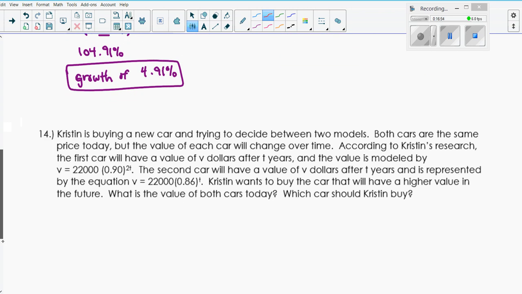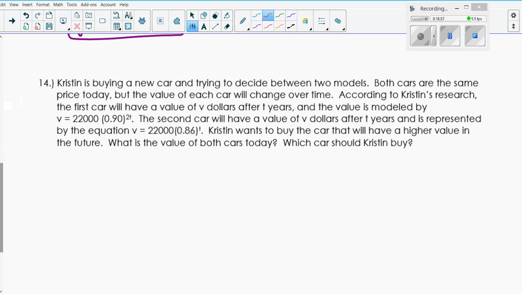Alright, last one. Kristen is buying a new car and trying to decide between two models. Both cars are the same price today, but the value of each car will change over time. According to Kristen's research, the first car will have a value of $V after t years, and the value is modeled by V equals 22,000 times 0.9 raised to the 2t. The second car will have a value of $V after t years and is represented by the equation V equals 22,000 times 0.86 raised to the t. Kristen wants to buy the car that will have a higher value in the future.